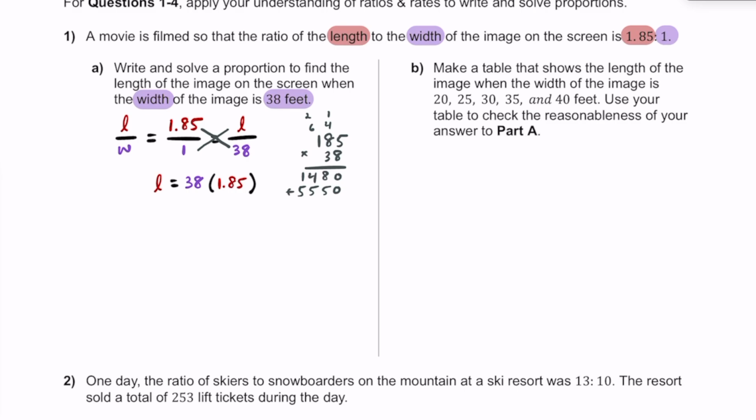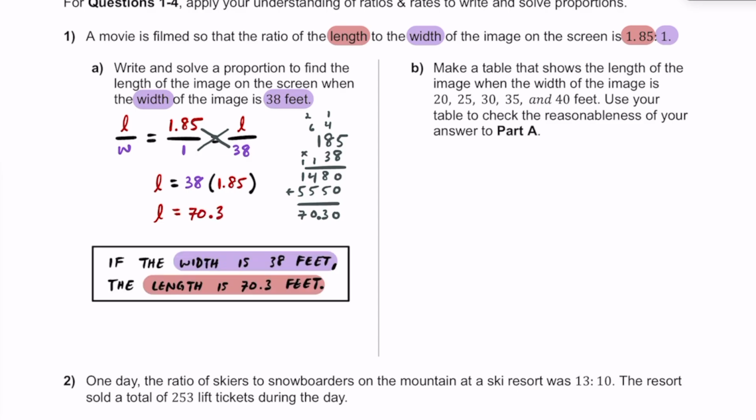So let's go ahead and add these two partial products up. We're going to get 0, 3, I think this is a 0, and I think a 7. Now we ignored 2 decimal places earlier, so let's go ahead and put a decimal back in that makes sense here. So 70.30 or 70 and 30 hundredths. We can go ahead and say maybe the length here is going to end up being 70 3/10 here. So we can go ahead and conclude that if the width is 38 feet, that the length must be 70 3/10 feet.